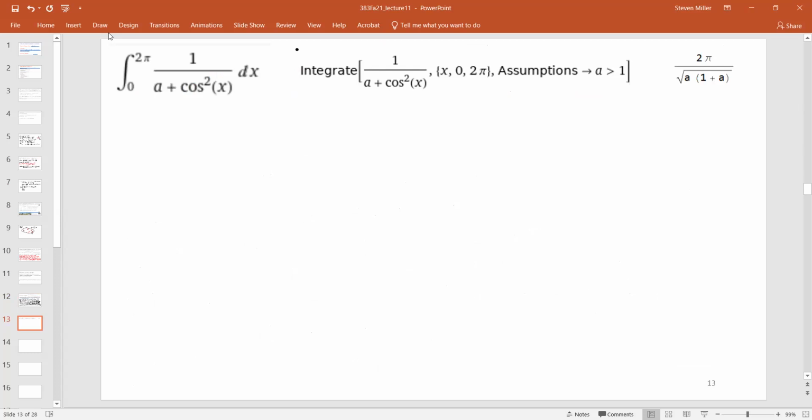All right, so what I want to end with is integrating the function 1 over a plus cosine squared. We had remarkable success last time integrating 1 over a plus cosine x. Let's do cosine squared. If you feed this into Mathematica or Wolfram Alpha, they're cousins, you get out 2 pi over the square root of a times 1 plus a. So this is another nice thing that we could do. How would you integrate this? What would you do? So what trick would we do?